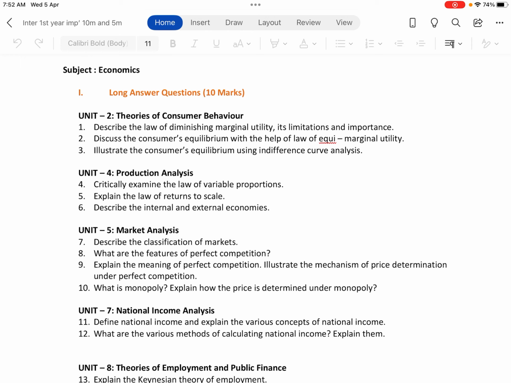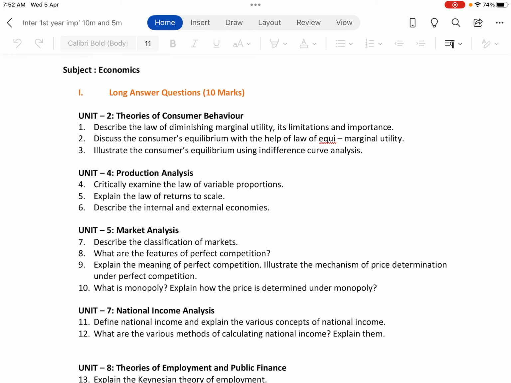Technically speaking, if you study these 10 questions very thoroughly, 99% you will be able to attempt the 3 questions in Section A. Then, to be on the safe side, you are supposed to prepare the other questions also.